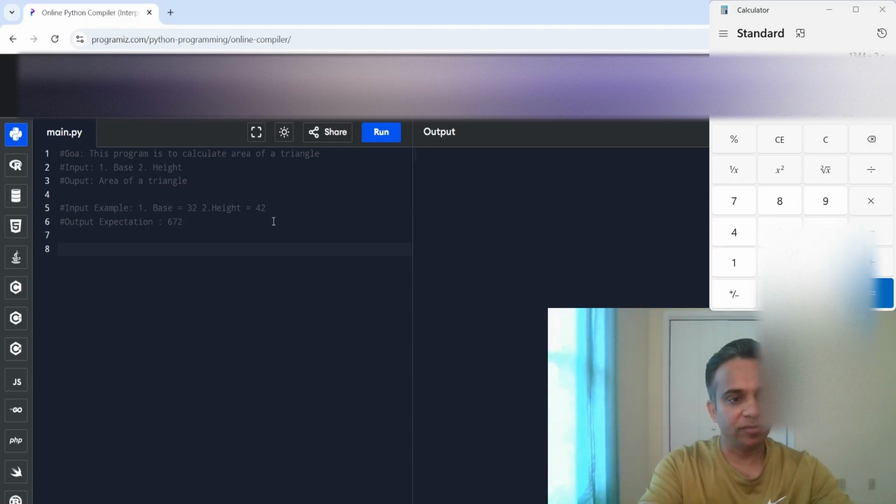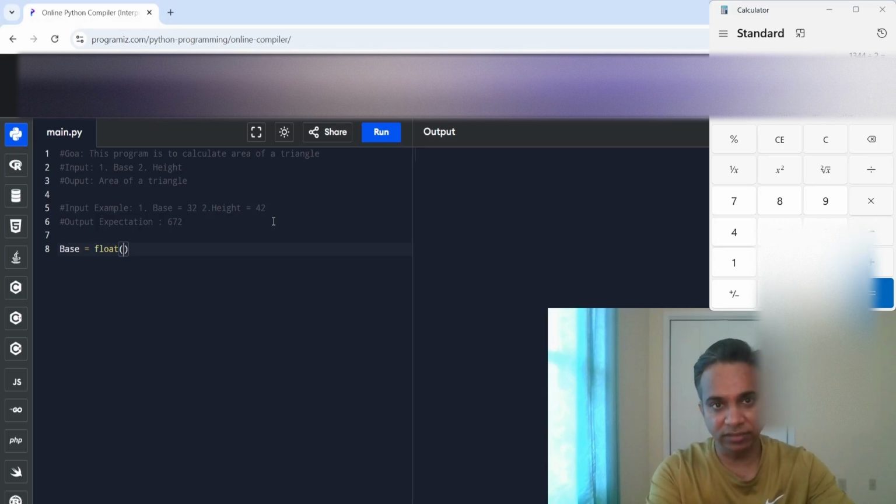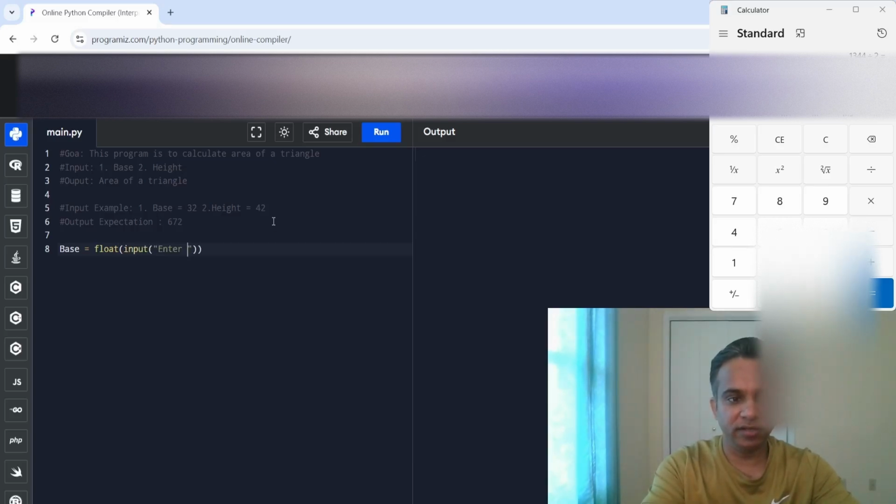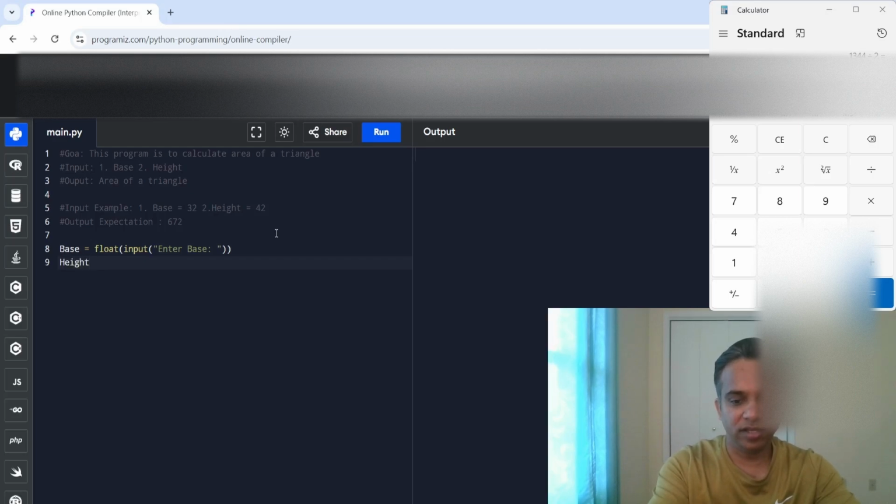Now let us write a program. The first step is to take the input. So we can call base equal to float, because we can have the base in fraction. That is why we are converting to float. And we are taking the input, enter base. Height equal to, similarly we are taking another input, enter height.